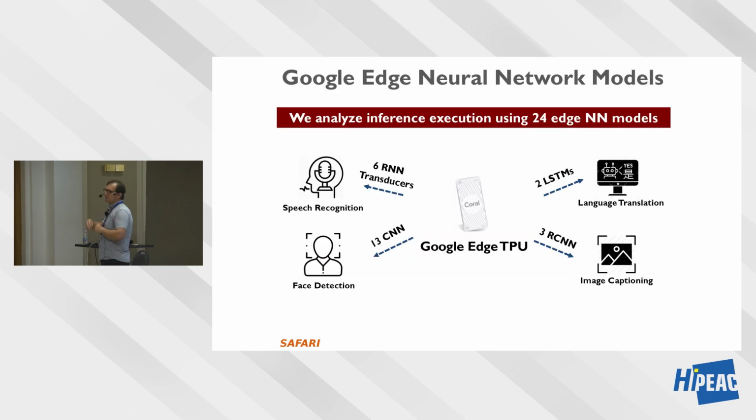Okay, but of course the complexity is higher. Now we have 3 accelerators to deal with, as opposed to 1 accelerator. But you have much higher performance and energy efficiency. Let me go through this relatively quickly. Essentially, this is what we analyzed: 24 edge neural network models. Some of them are more intensive, like LSTMs and transducers.